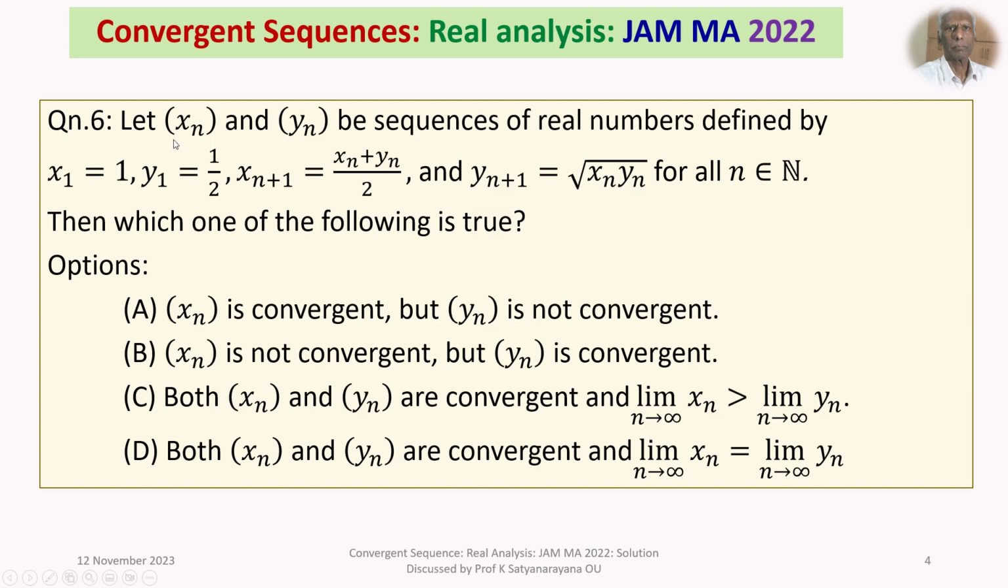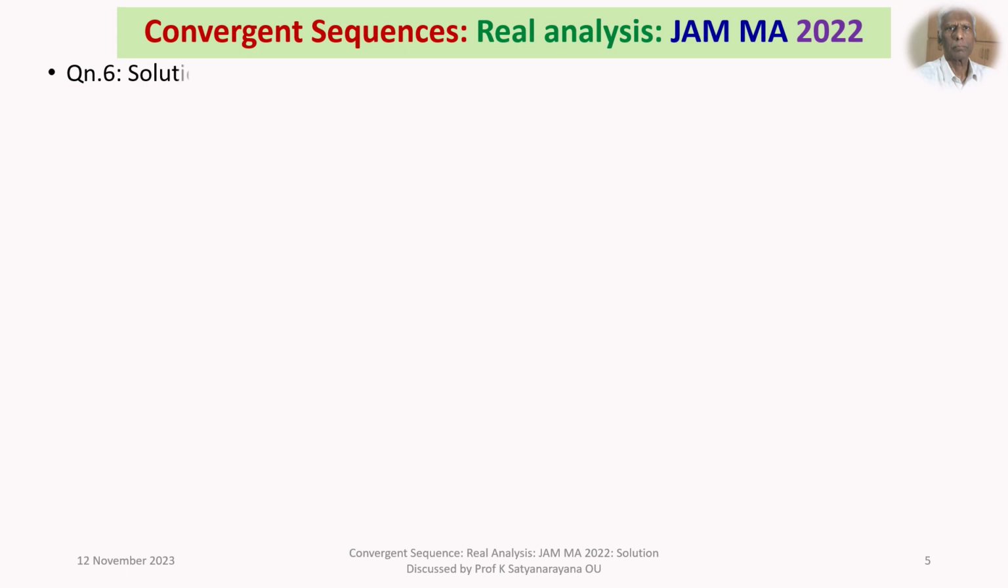We are given 2 sequences, xn and yn, given as x1 is equal to 1, y1 is equal to 1 by 2, and xn plus 1 is equal to xn plus yn by 2, and yn plus 1 is equal to under the square root of xn into yn for all n belongs to N. Now we have to discuss the convergence of the sequences xn and yn. We now discuss the solution of the problem in detail.